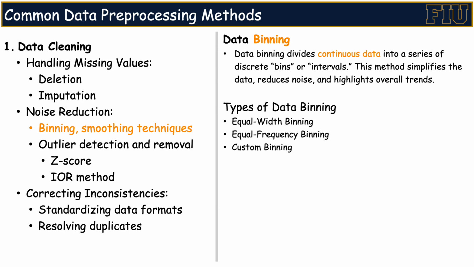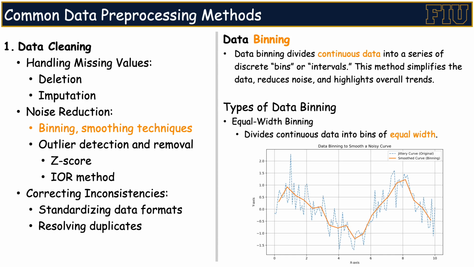Now, let's take a look at the categories of data binning. Generally, data binning can be divided into 3 main types: equal width binning, equal frequency binning, and custom binning. First, we have equal width binning. This means dividing continuous data into fixed size intervals and then identifying key properties within each interval, such as the mean or mode, to represent the entire interval. This approach helps smooth the data by summarizing each interval with a representative value.